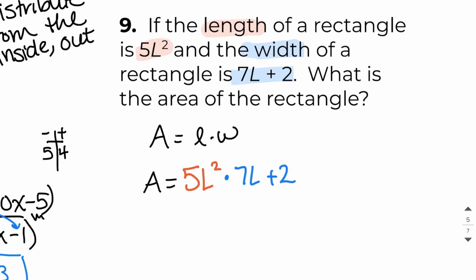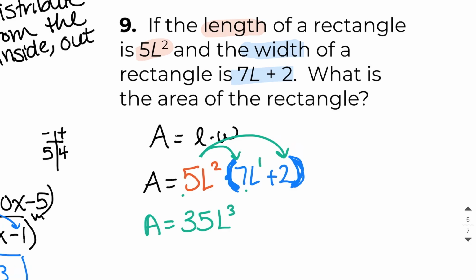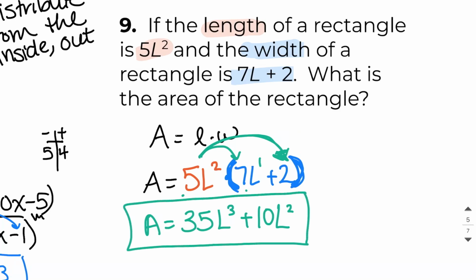But here's the thing, because this 7L plus 2 represents the entire width, we absolutely positively have to have brackets around the 7L plus 2 in order for us to make sure that we're multiplying this 5L squared to the entire width, which is why we would have to distribute here. So when I multiply 5L squared by 7L, 5 times 7 is 35, and then L to the power of 2 times L to the power of 1 is L to the power of 3. Then I do 5L squared times 2, which is 10. Don't forget that there's an L squared here, so it's 10L squared. So this is my answer in terms of L.